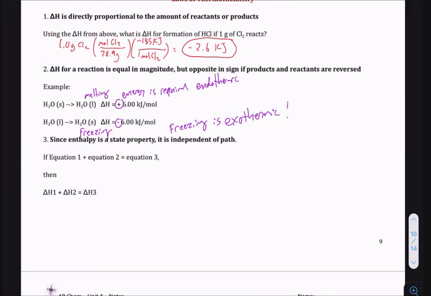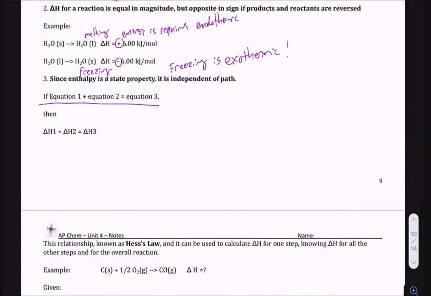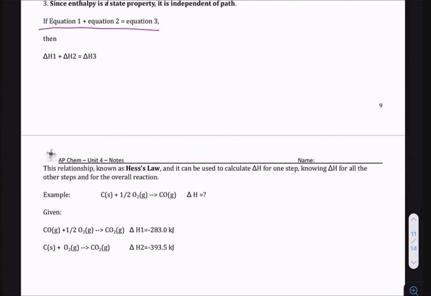Law 3. We can combine equations to find an overall delta H. So if you're able to algebraically combine two equations, then the delta H for the reaction is the algebraic sum of the previous two delta H's. But it's only if they algebraically combine. You can't just combine anything. There's got to be some reason, some bridge for them. That means there's some kind of common reactants or products. Okay, so this third law is what's known as Hess's Law.